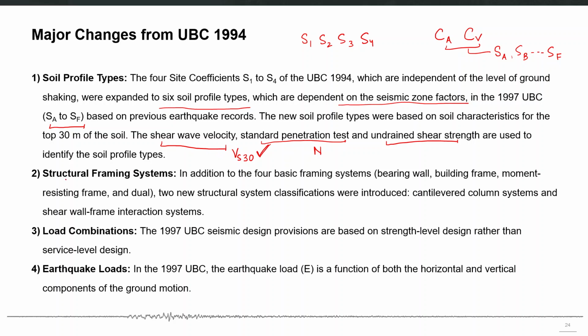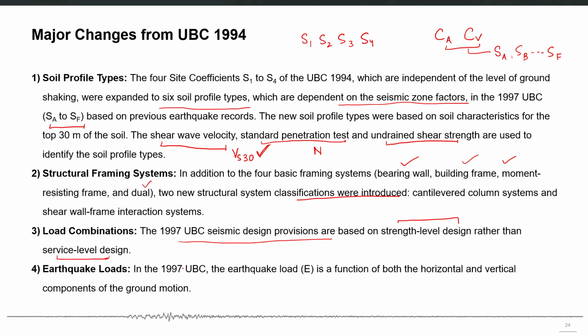Another change which UBC 97 has compared to UBC 94 is that in addition to the 4 basic framing systems, which were previously the bearing wall system, building frame, moment resisting frame and the dual system, 2 new structural system classifications were introduced: cantilever column systems and shear wall-frame interacting systems. There were changes in load combinations also. The UBC 97 seismic design provisions are based on strength level design rather than service level design, so accordingly the load combinations were also modified.